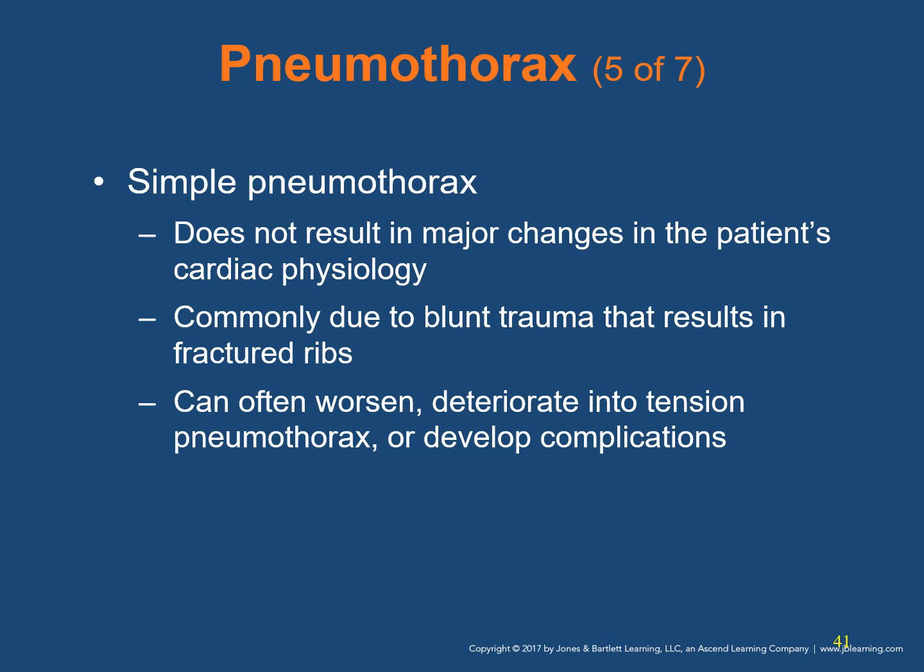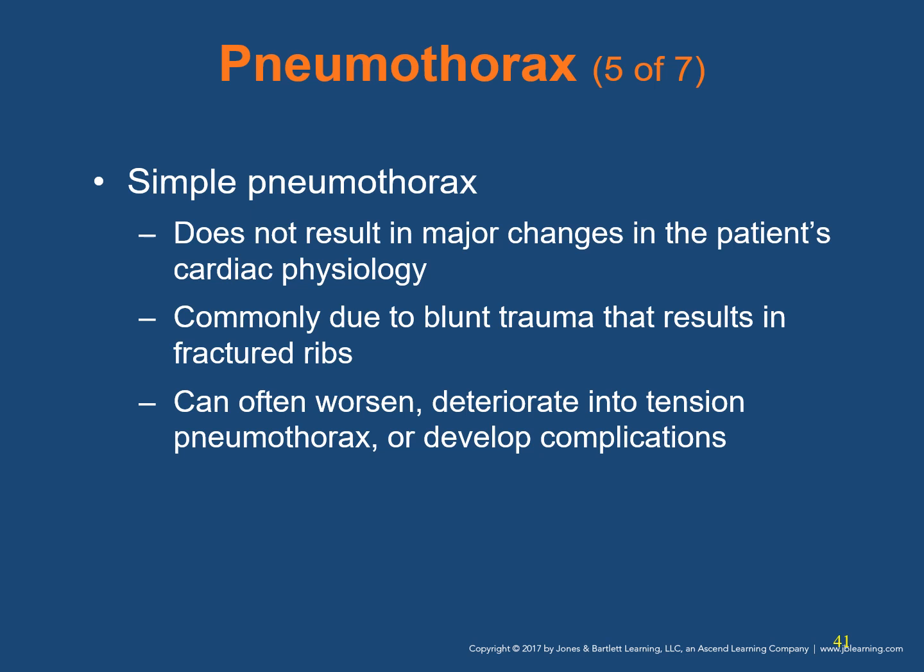Simple pneumothorax does not result in major changes in the patient's cardiac physiology. Commonly the result of blunt trauma that results in fractured ribs. Decreased breath sounds are associated with significant lung collapse. Signs and symptoms: dyspnea, increasing work of breathing, increased respiratory rate, tachypnea, and accessory muscle use. Decreased oxygen saturation, a crackling sensation felt on palpation of the skin, subcutaneous emphysema. Late findings: decreased breath sounds on the injured side, lethargy, cyanosis.